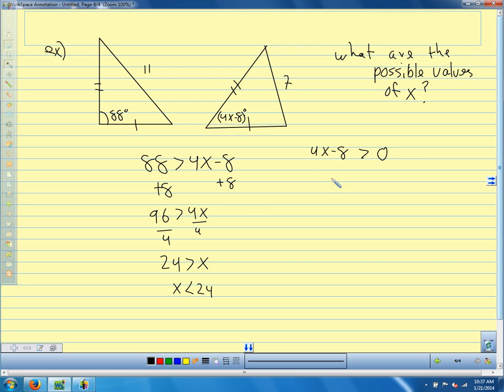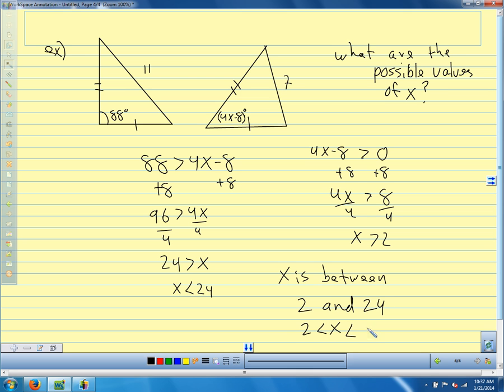So now I'm going to get x by itself here. Solve for x. 4x is greater than 8. Sorry, not equals. Divided by 4. X is greater than 2. So what this tells us is x is between 2 and 24. And the way we'd write that with symbols is 2 less than x less than 24.